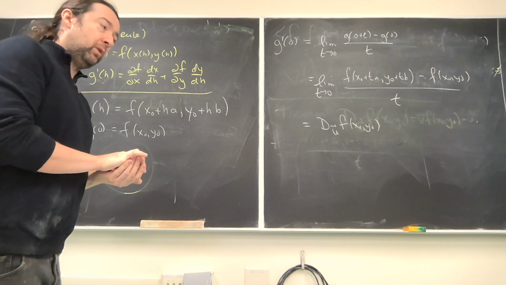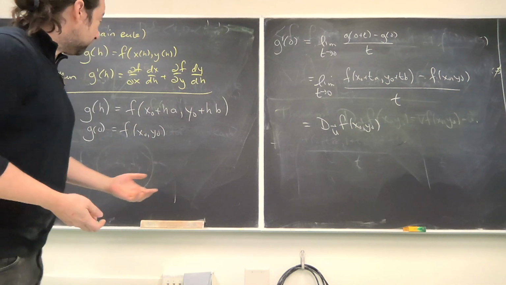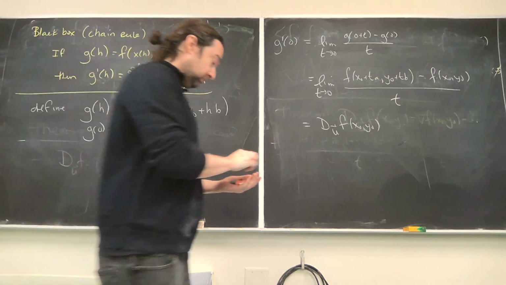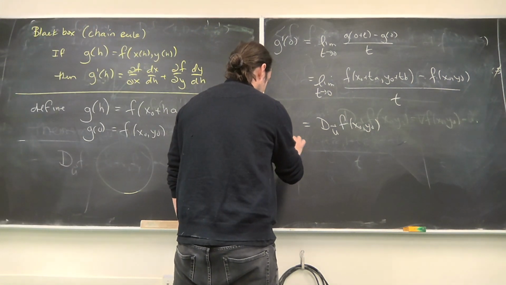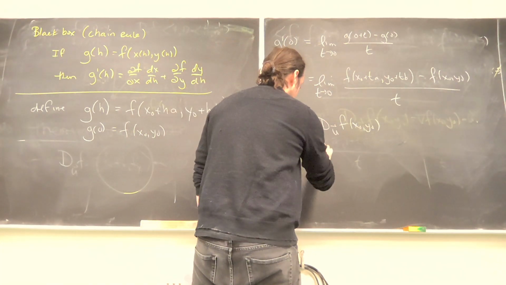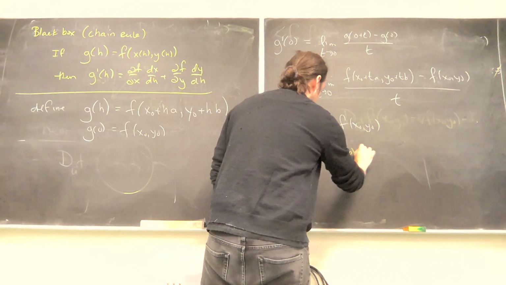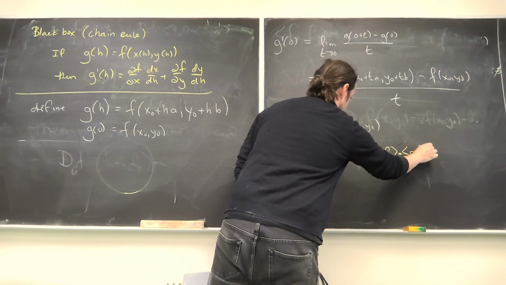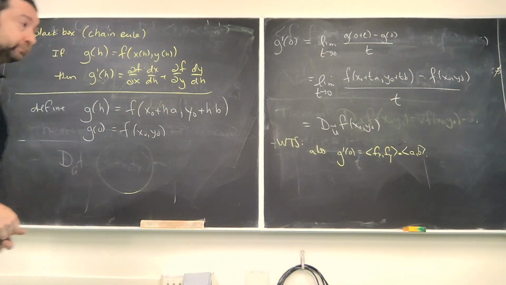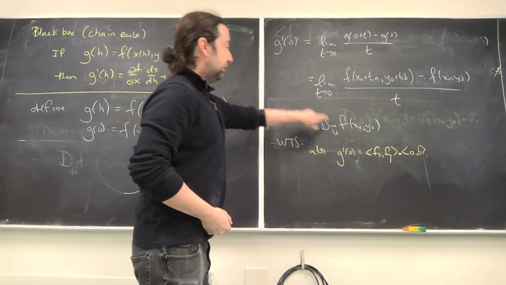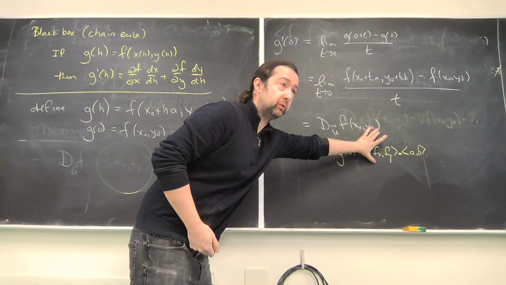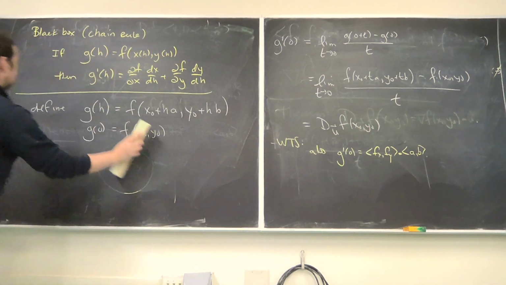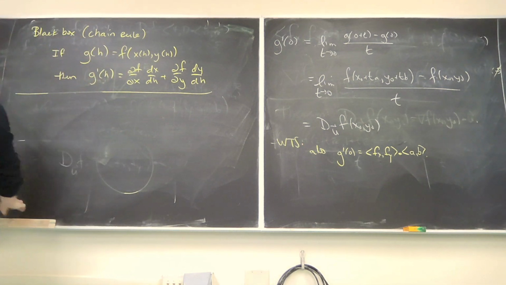Okay, so now what I want to show is that also g prime of 0 is equal to that dot product formulation. So I want to show, WTS means want to show, that also g prime at 0 is equal to fx, fy dotted with ab. Because if it's equal to this and it's also equal to that, then those guys are equal to each other, and we've demonstrated the formula. Okay, so now we get to use the chain rule.